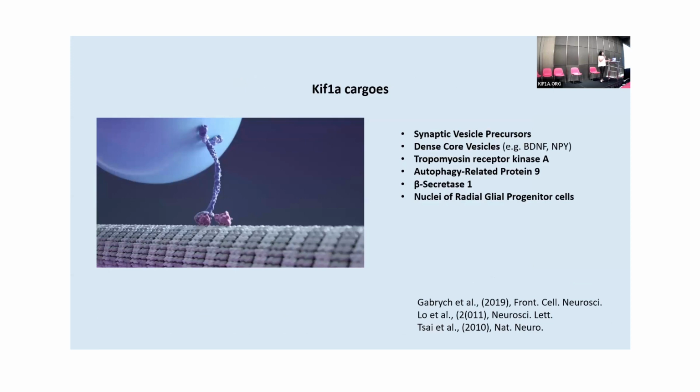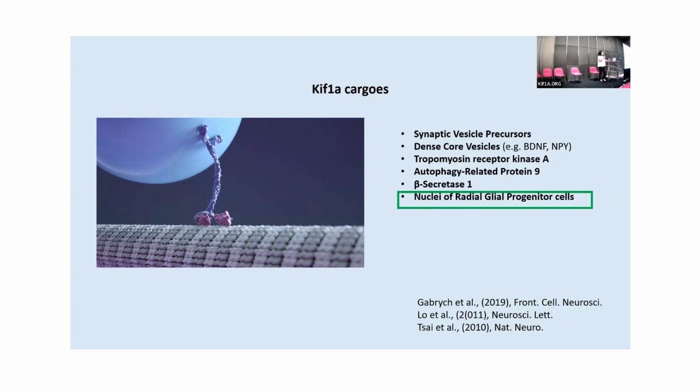This is because while one end of the motor is walking along the microtubule, the other end connects to the cargo. And KIF1A is known to transport a variety of cargos. One of the first cargos that was identified for KIF1A is synaptic vesicle precursors. These are the Golgi-derived organelles, which contain essential proteins for building synapses and regulating release of synaptic vesicles. The second cargo that was identified was in C. elegans, actually. It was dense core vesicles packed with essential neuropeptides such as brain-derived neurotrophic factor and neuropeptide Y.